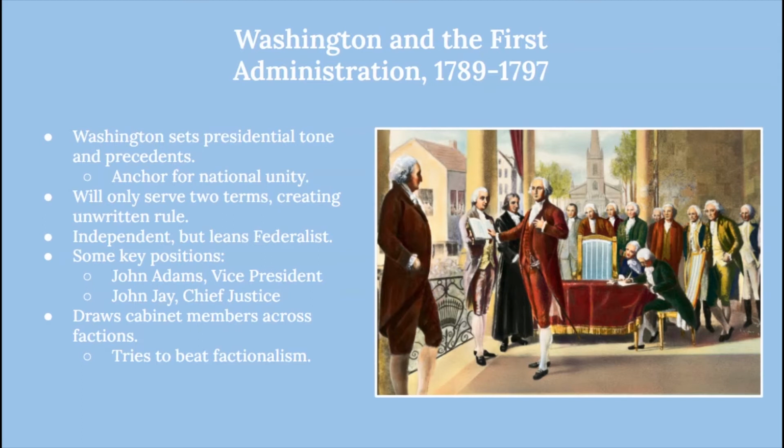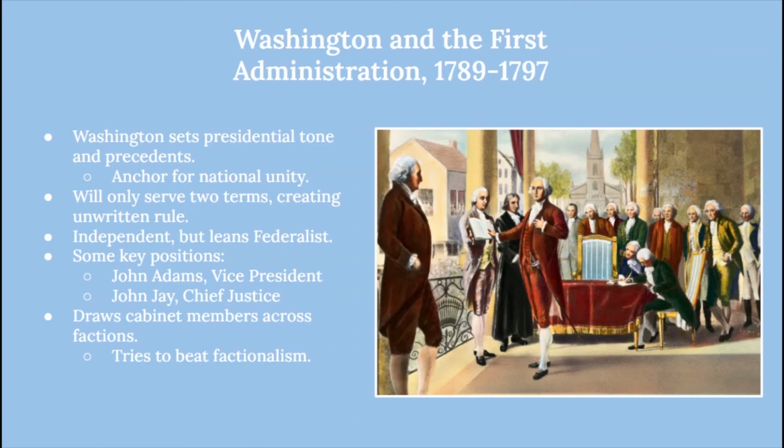Some key positions: John Adams is his vice president, and John Adams will remark, as many other vice presidents have since, that it is the most useless office ever created. He hardly does anything and is really just a presidential understudy. John Jay, for what it's worth, will be appointed the first Chief Justice and help fill out that role. And John Jay was also an important diplomat, and later, I believe, Secretary of State.